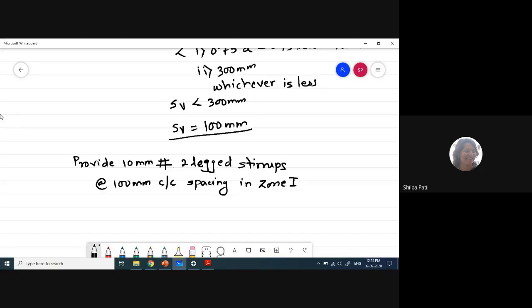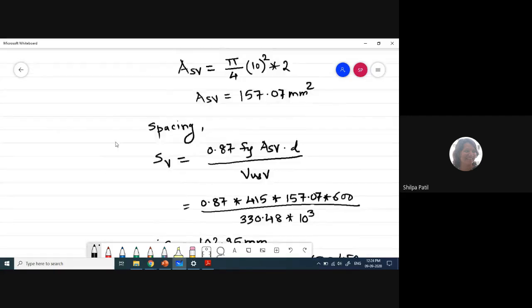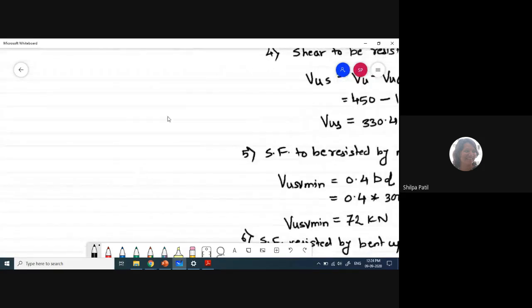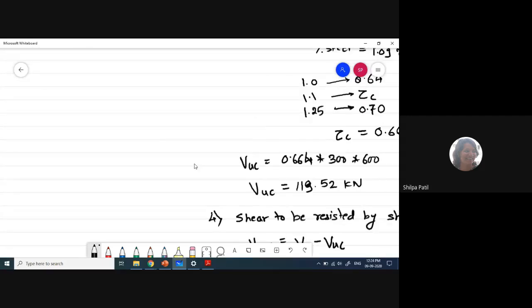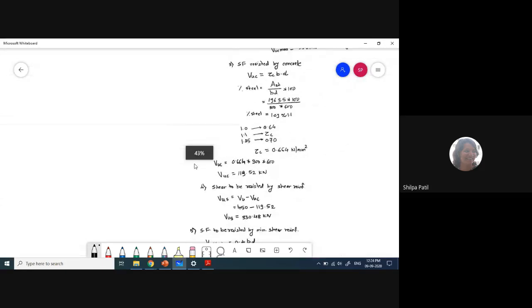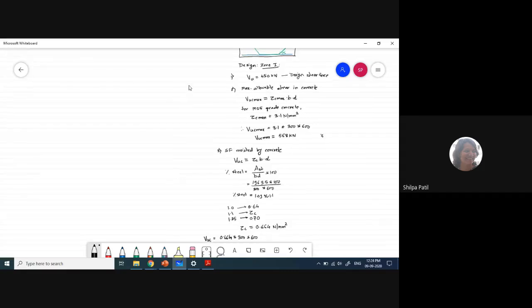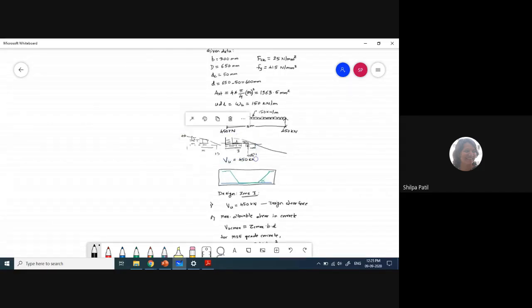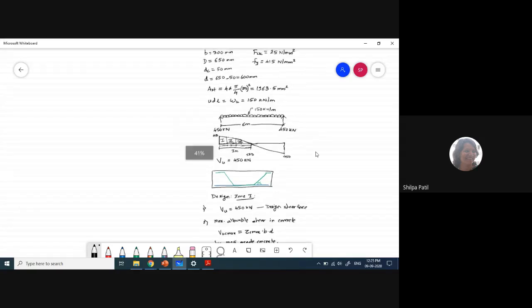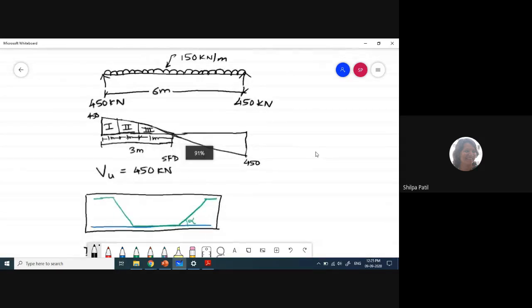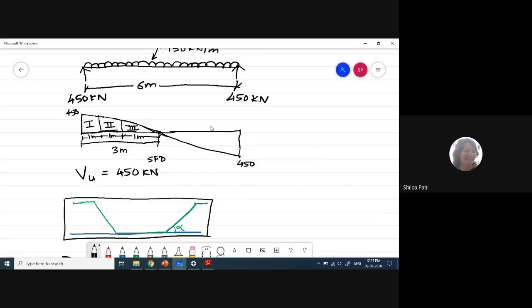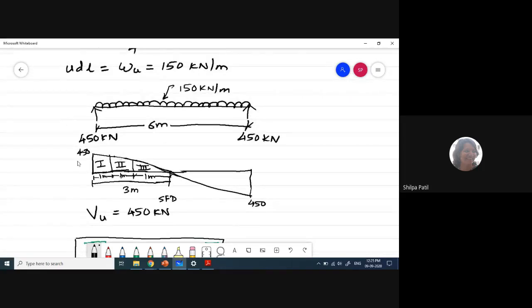So if I go back to the original diagram, this is my diagram. Okay, we have just now completed the design for this zone only, zone 1. We have to design for zone 2 also. Okay, so let us complete this zone 2 design also.